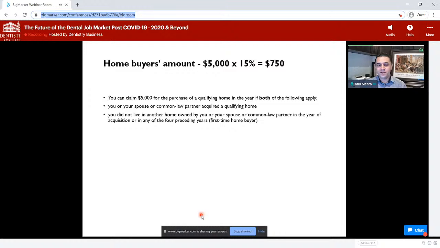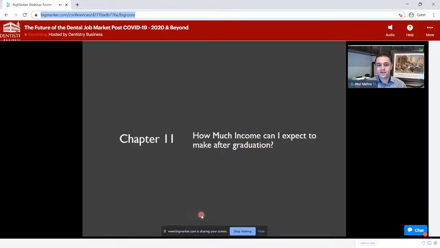So that's definitely something to look into for those of you who are maybe considering purchasing a property in 2020 and 2021. And for those of you who may have already bought a property in the past, if you didn't claim the amount, a lot of times it gets missed. You might want to go back and check your tax return and make sure that you can file an amendment and get that $750 back.